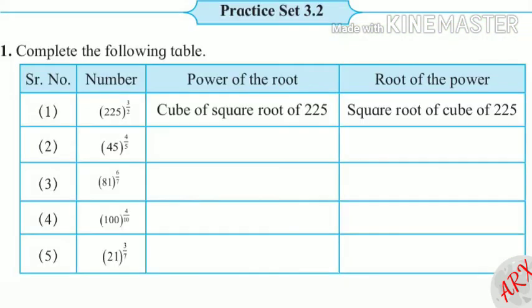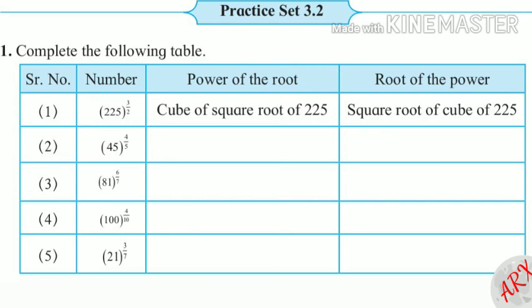Now first we will solve question number 1 of practice set 3.2. Complete the following table. In the table, number is given. We have to write power of the root and root of the power. First is solved for you all. 225 raised to 3 upon 2. So power of the root will be cube of square root of 225 and root of the power will be square root of cube of 225.